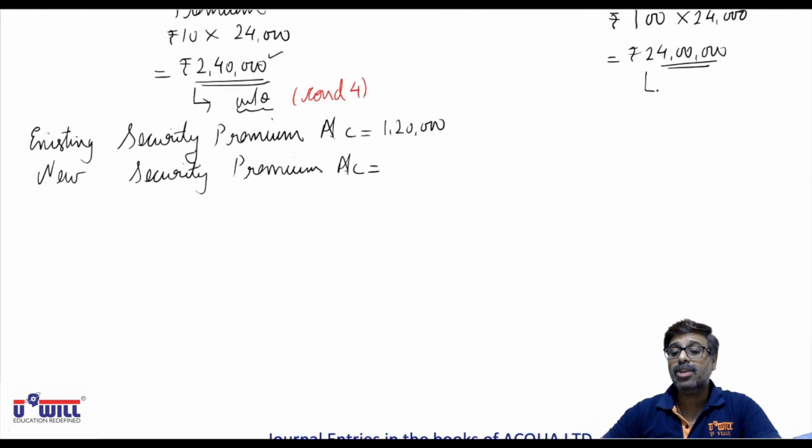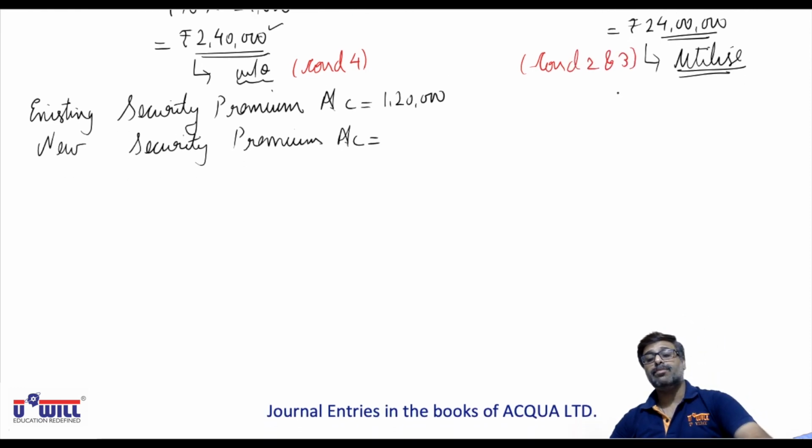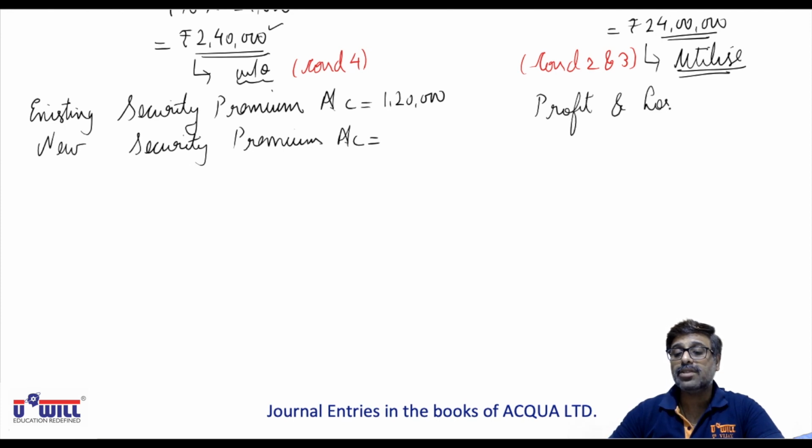Now, how will we utilize this 24 lakhs as per condition 2 and 3? Here we have to apply condition 2 and 3. Which source will we use first? Profits of the company or proceeds of fresh issue of shares? Profits of the company. Reason? The number of equity shares issued is not given. So first we have to utilize the profits of the company.